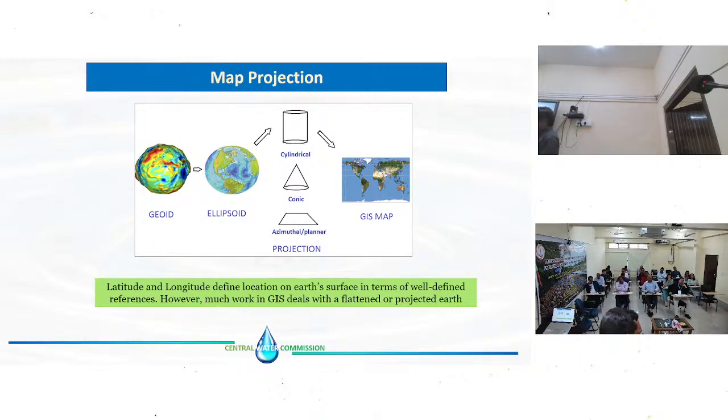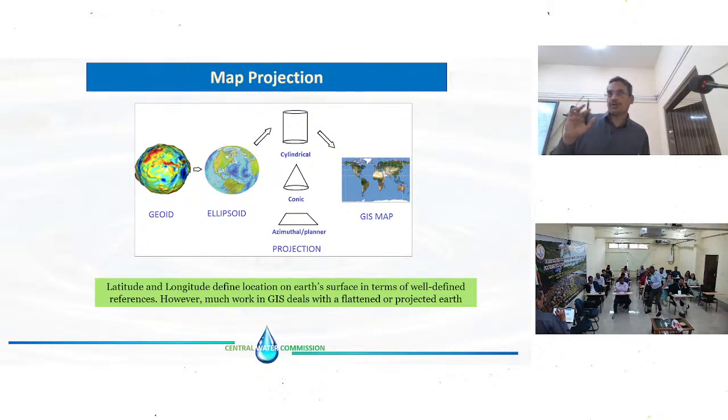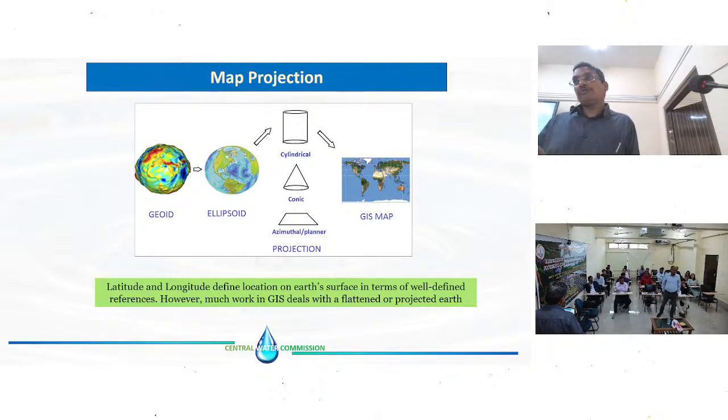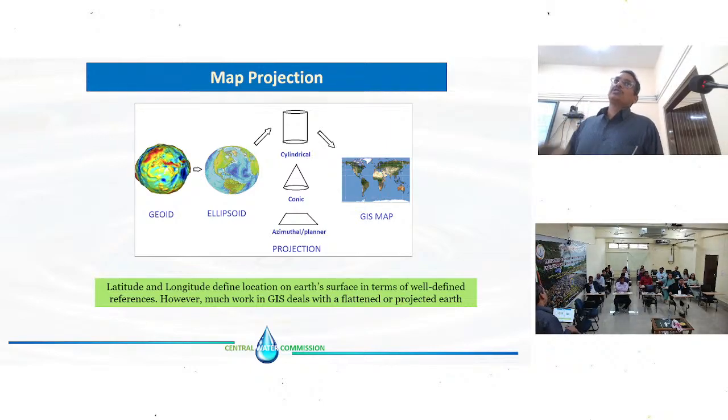And there are many types of cylindrical projections. Some projections preserve area, some preserve direction, some preserve shape, depending on the application. When your application is for navigation purposes, the directions are important. When your application is related to calculation of areas, you have to preserve the area. So every time you try to minimize the distortion, depending on the purpose for which you are using it. So there are many projection systems.